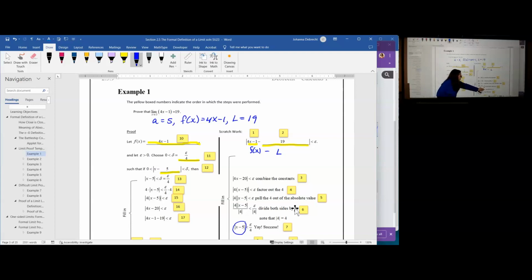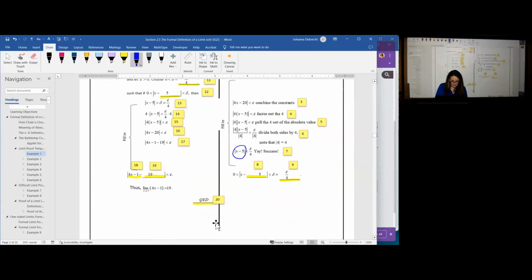Then I divided by the 4, so I'm going to undo that by multiplying by 4. Then I'm going to pull the 4 inside the absolute value. Then I'm going to distribute it to get 4x minus 20. Then I'm going to split the minus 20 into 4x minus 1 minus 19. This is what I was trying to prove. And then we make the last formal statement. Thus, the limit as x approaches 5 of 4x minus 1 is 19, and we place QED at the bottom.